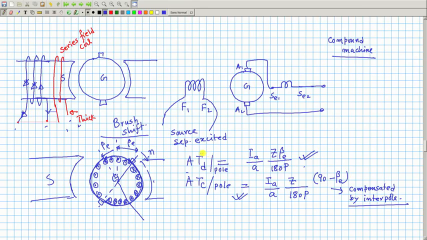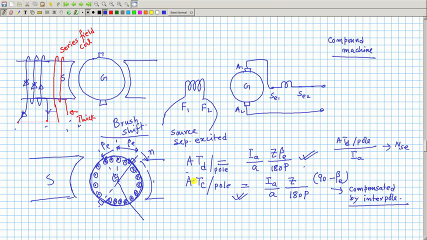So, ATD per pole, if you divide by the armature current, you will get the number of series field turns. For ATC per pole, here you mind, 0.7 I am not considering. Why? Because I have given the brush shift already. So, it is not the full thing. This can compensate for this one. So, I may use simply the interpole to compensate for ATC per pole.